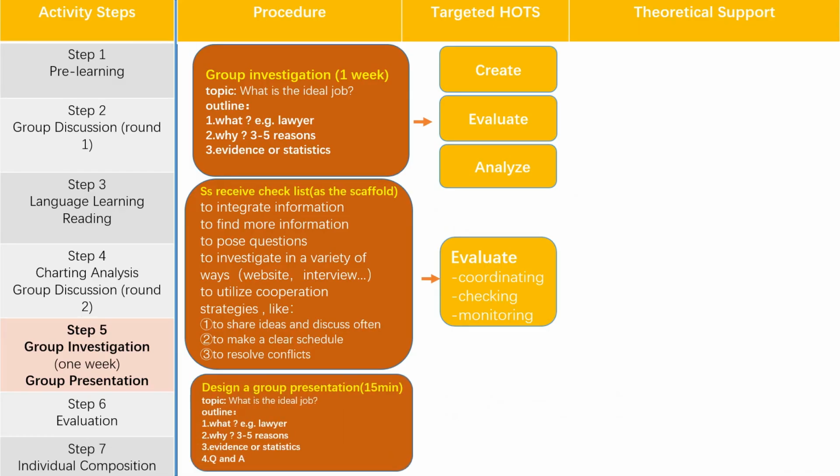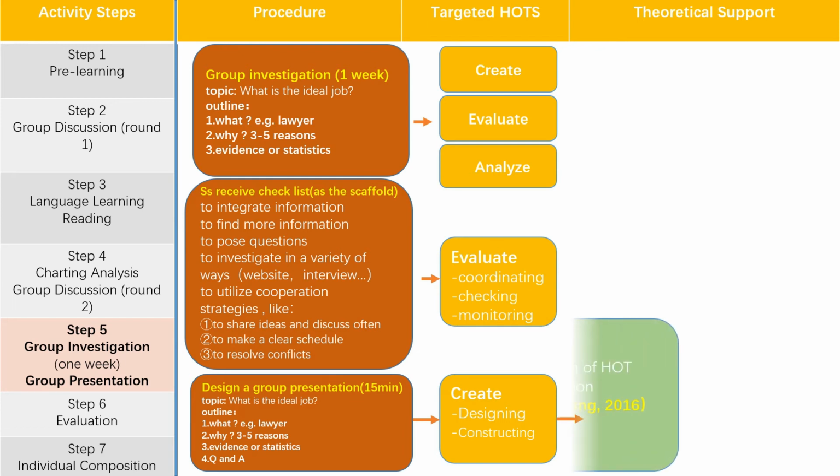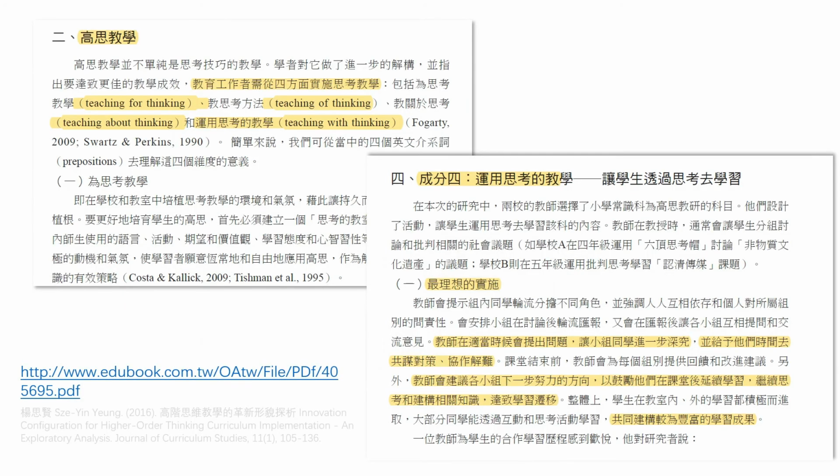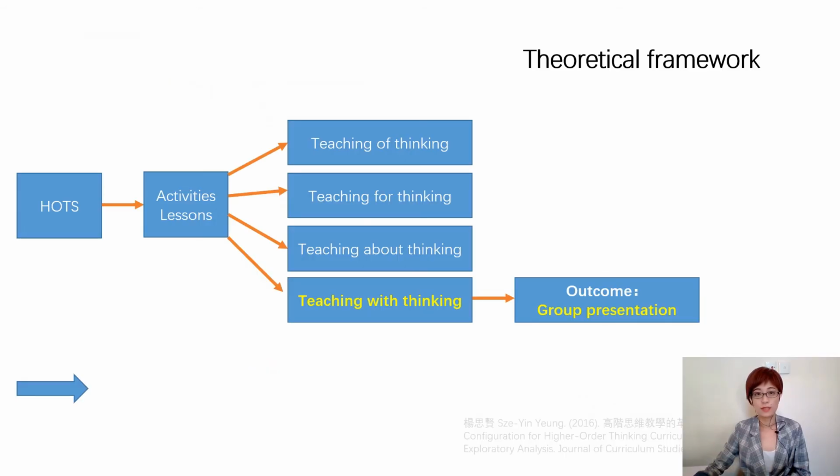Finally, students will submit a group presentation. Well, how to ensure that students can improve their HLTs, especially, say, creating by designing a presentation? We find the answer in this research. I've highlighted some information in this article, and you can get some more details. To put it simply, in order to improve students' higher order thinking skills, we designed these teaching with thinking activities in step 5. When students show their final presentation, we can draw the conclusion that their HOTS have been improved in this process.